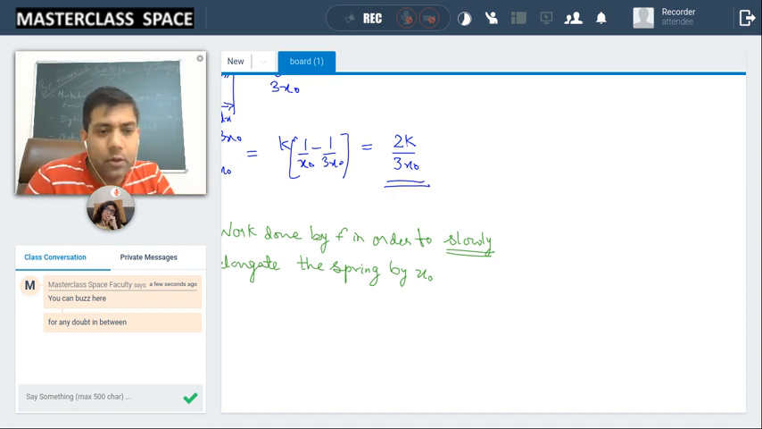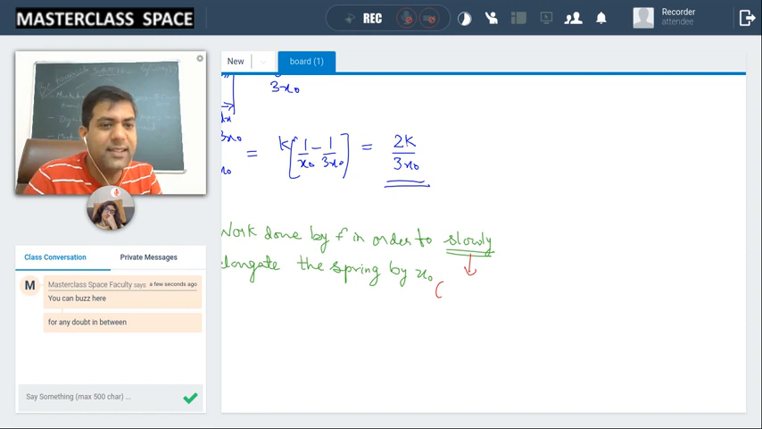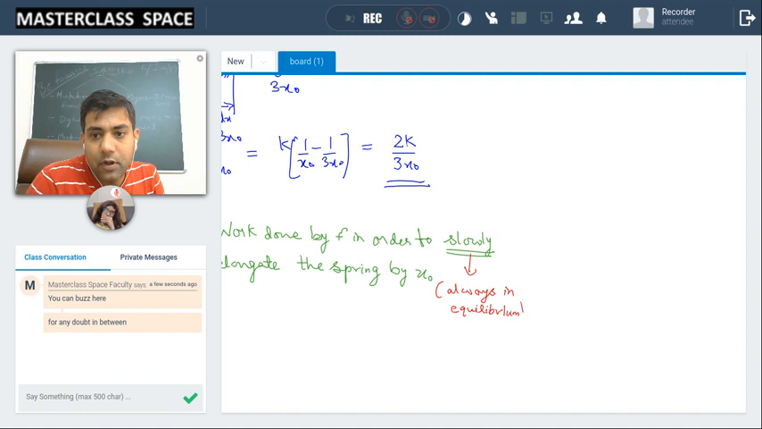Got it? Now I'll tell you the concept of this word slowly. This is a very important word when you study dynamics. What does slowly mean? Slowly means you are going to put this spring in such a way that it's always in equilibrium. That means there is no acceleration. It is always going to be with constant velocity. Always in equilibrium means acceleration equal to 0.